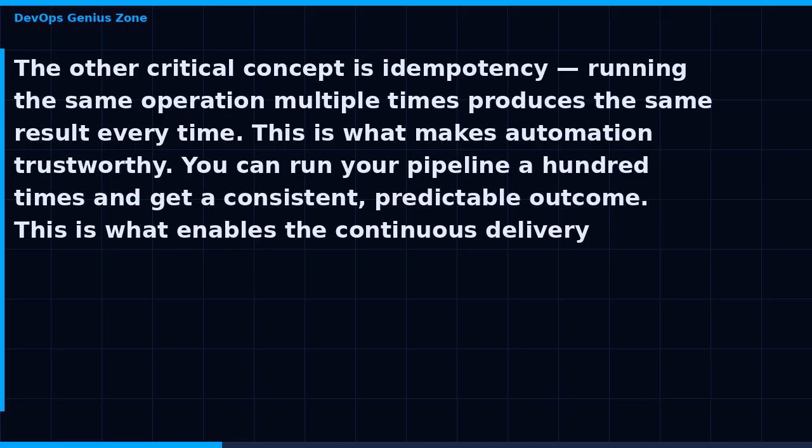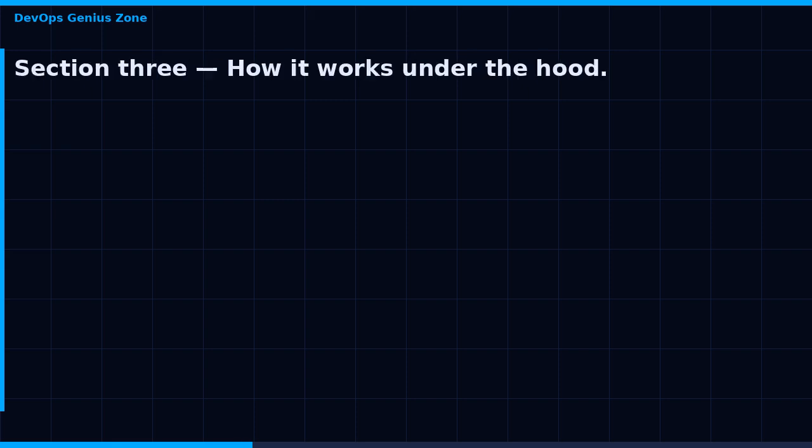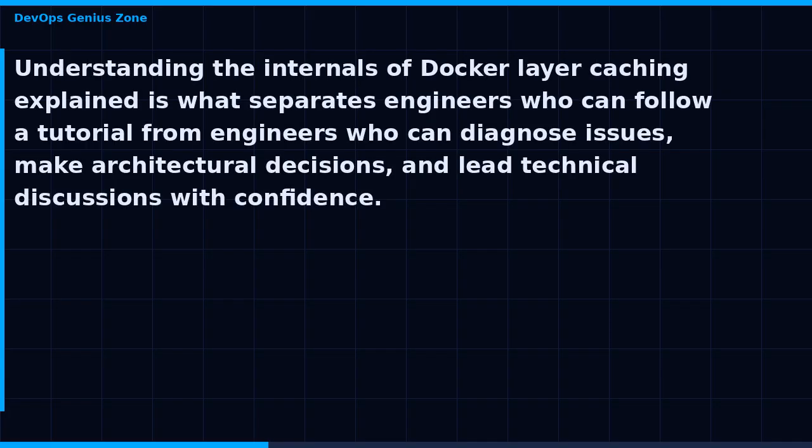Section 3: How it works under the hood. Understanding the internals of Docker layer caching explained is what separates engineers who can follow a tutorial from engineers who can diagnose issues, make architectural decisions, and lead technical discussions with confidence. When you interact with Docker layer caching explained, there is a control layer that receives your instructions, validates them, computes the difference between the current state and your desired state, and then executes the operations needed to close that gap.